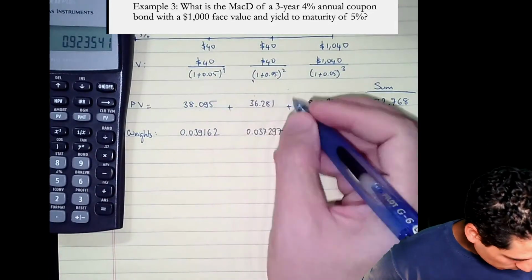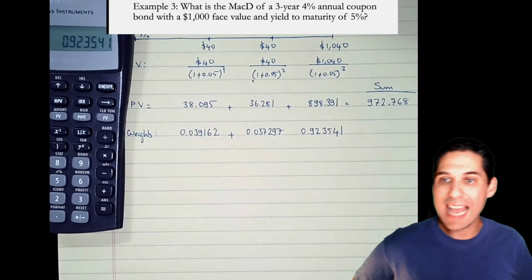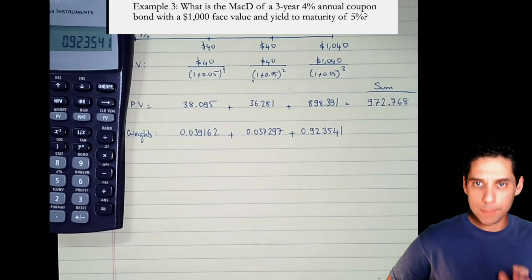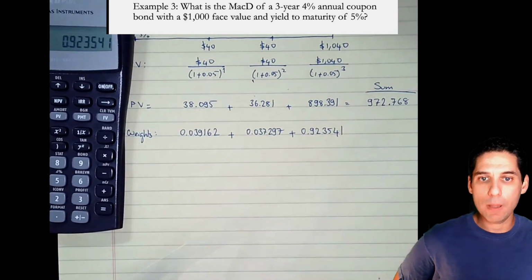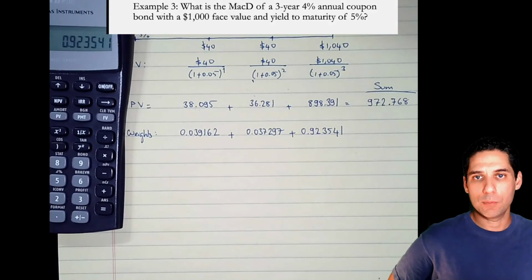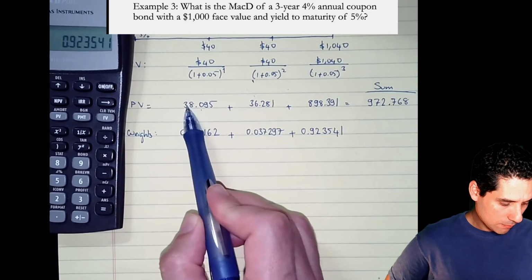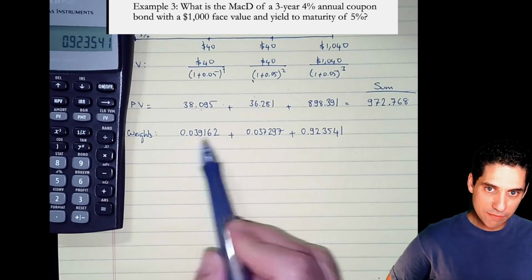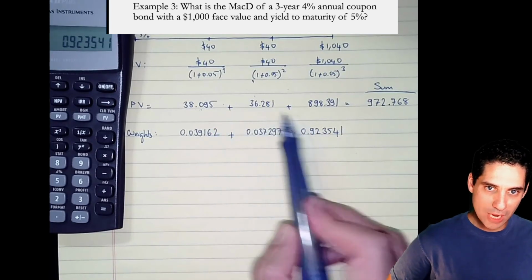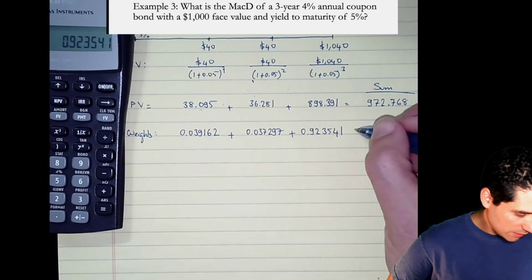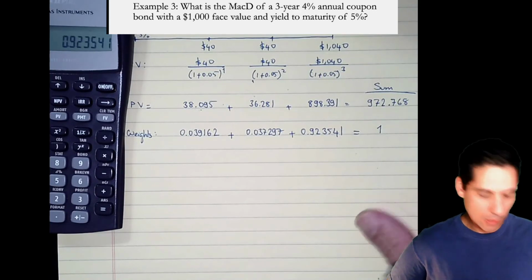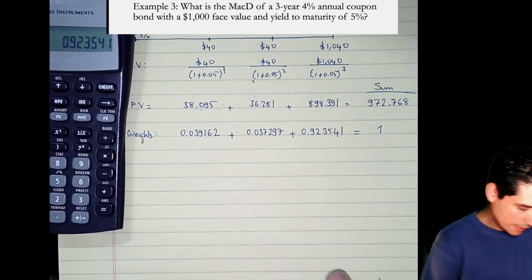Now, here's a sanity check you should do. If you add these, you don't really need to do this to compute MacD, but as a sanity check, if you add these up, what should the weights add up to? So think about that, right? So these are each present value divided by the total, right? And if we add them up, these are how much each cash flow contributes to the total value. So these have to add up to 1. Okay, if they don't, you made a mistake. All right, so altogether they account for the total value of the bond.